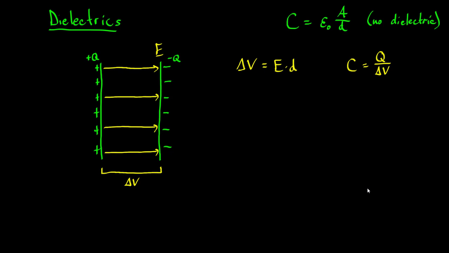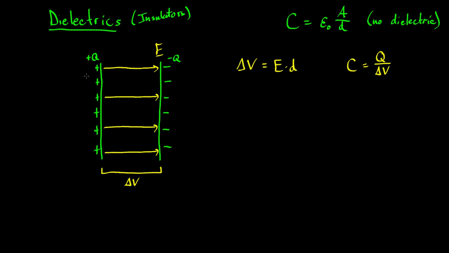So now we'll turn our attention to dielectrics, which are essentially just insulators, or insulating materials, and the effect they have on the capacitance and why. So just in general, if we insert a dielectric, it's going to increase the capacitance, but we want to understand how that happens.